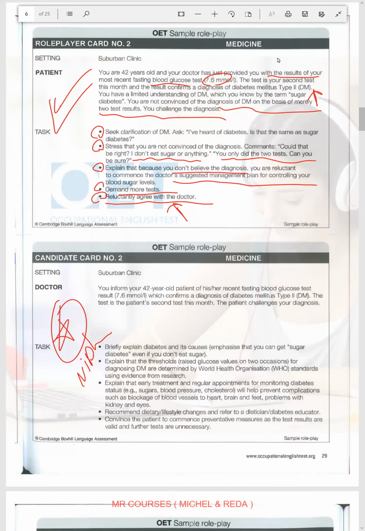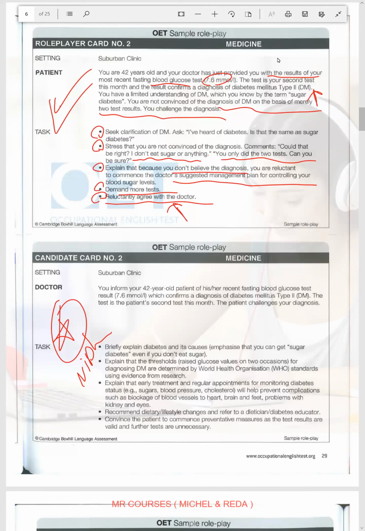Are you ready? Yes. Should I start? Hello. Good afternoon. I'm Dr. Nidhi. I'm the treating doctor for today. How can I help you? Sorry? Should I repeat? Yeah. Good afternoon. I'm Dr. Nidhi. I'm the treating doctor for today. How can I help you?